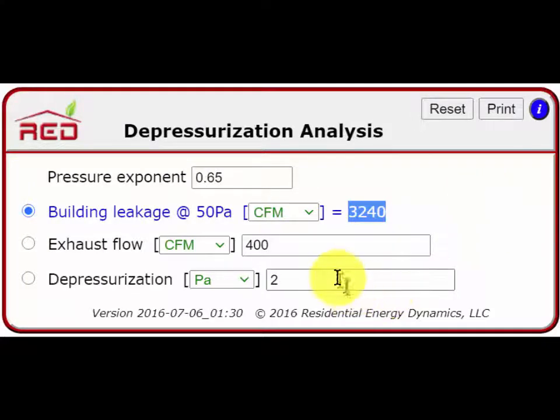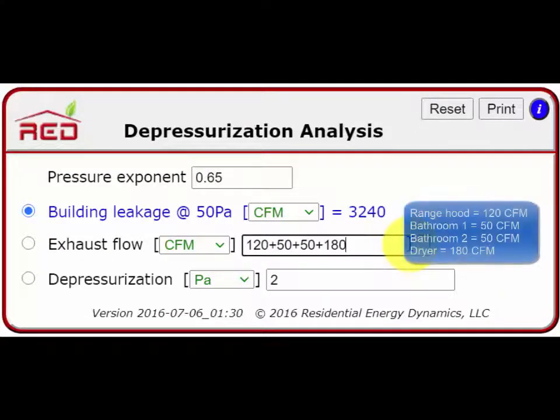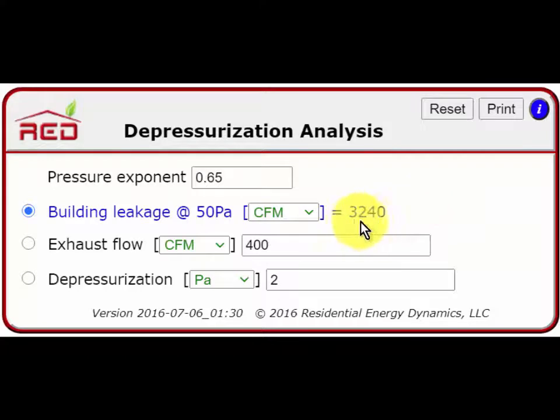So if we want to ensure that this water heater will not backdraft when all of this exhaust flow is engaged, all of this is operating at the same time, which is a possibility, if the house is tighter than 3240, there might be backdrafting occurring.